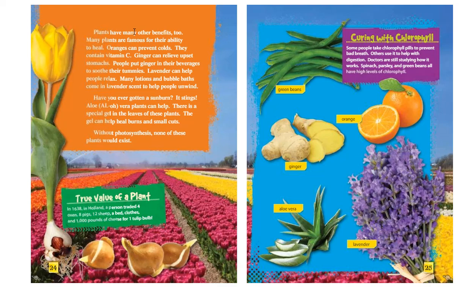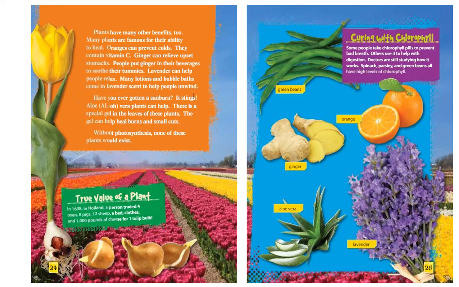Next we have, plants have many other benefits too. Many plants are famous for their ability to heal. Oranges can prevent colds. They contain vitamin C. Ginger can relieve upset stomachs. People put ginger in their beverages to soothe their tummies. You can also drink ginger ale for that. Lavender can help people relax. Many lotions and bubble baths come in lavender scent to help people unwind.